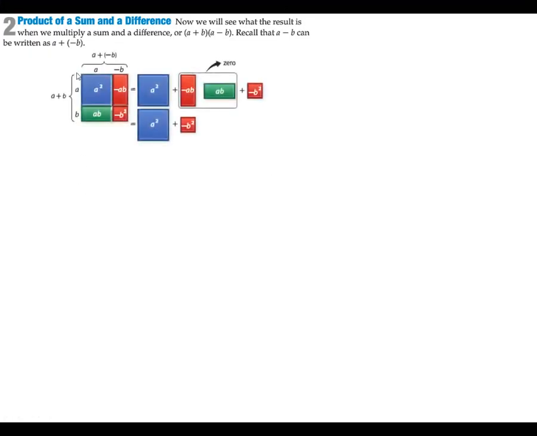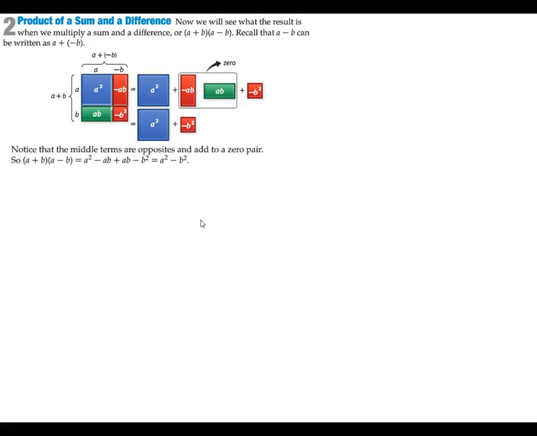So if you wrote it as a picture here, you would have a squared, a factor of negative ab, a factor of ab, and a factor of negative b squared. So what you end up with is a squared plus a negative ab plus an ab minus b squared. But notice these two are equal, but one's positive and one's negative, so they cancel out. So it just simplifies to a squared minus b squared.